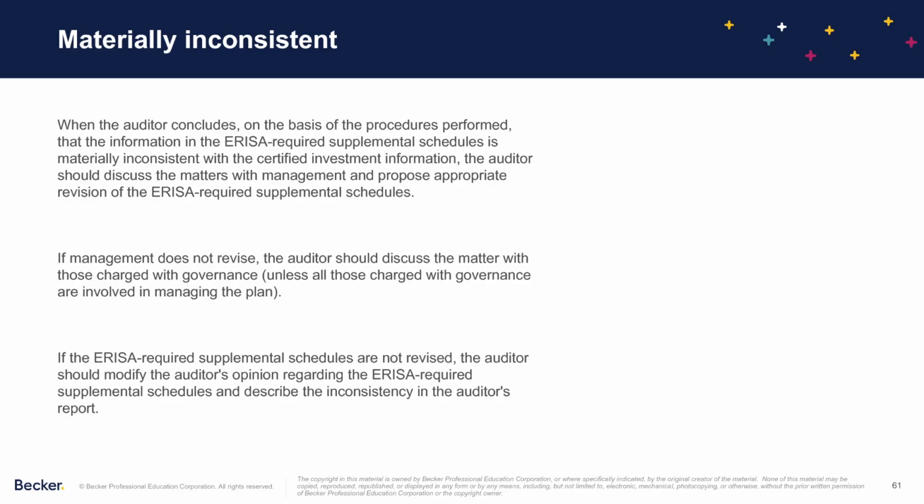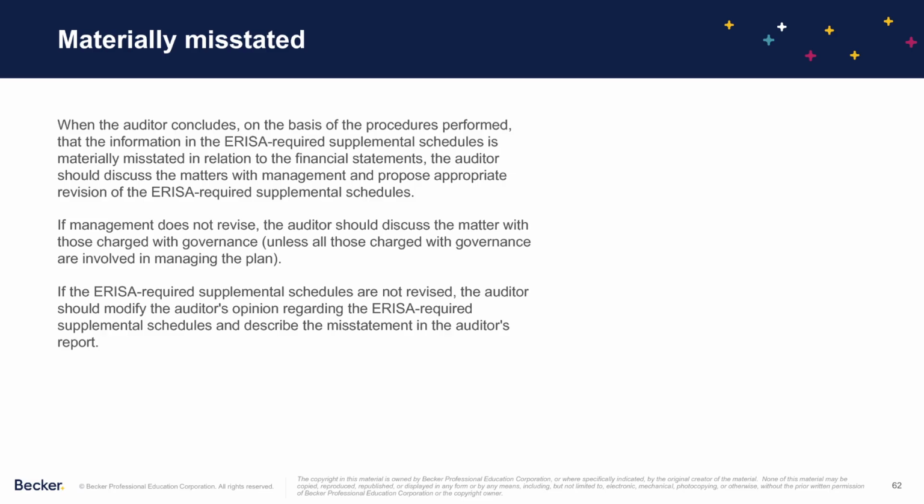auditor's report. If you believe it's materially misstated, so when the auditor concludes on the basis of the procedures performed that the ERISA required schedules are materially misstated in relation to the financial statements. So remember, the last one was that the ERISA required schedules were inconsistent with the certified investment information. In this one, we're concluding that the information in the supplementary schedules is materially misstated in relation to the financial statements. Then again, you should talk to management and propose revisions. If they don't revise, then you should go to those charged with governance. And if they still won't revise them, you should modify your opinion regarding the ERISA supplementary schedules and describe the misstatement in the auditor's report.